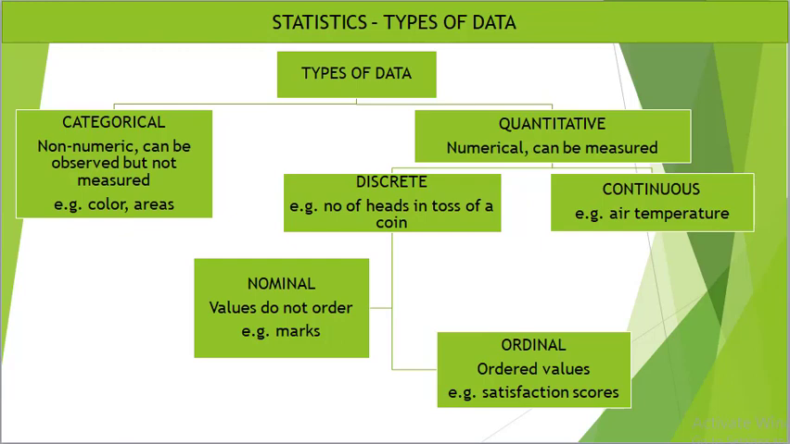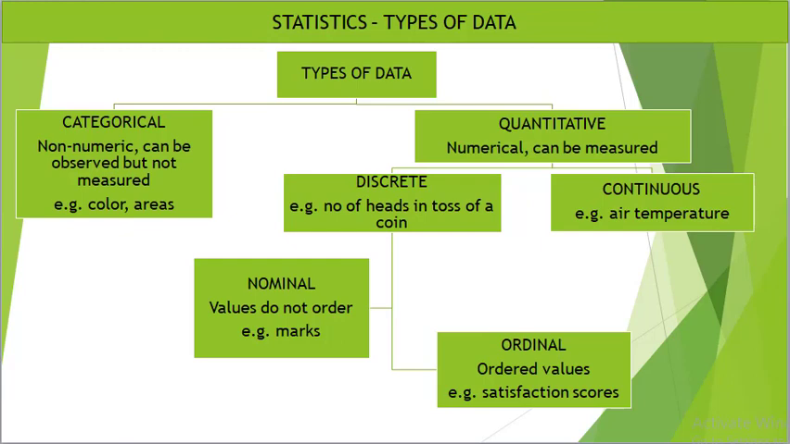There are two types of data. Broadly, we categorize statistical data into two different types. One is categorical and the other one is quantitative. Categorical data, as the name suggests, is non-numeric. That means there are no numbers there. So it can be observed but cannot be measured, just because they are not numbers. For example, colors and areas.